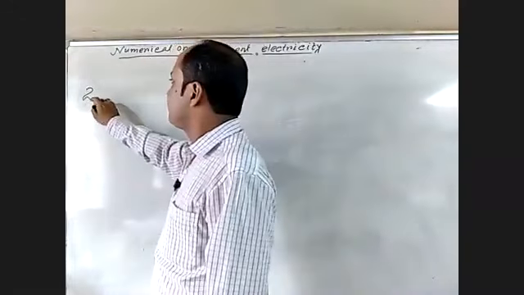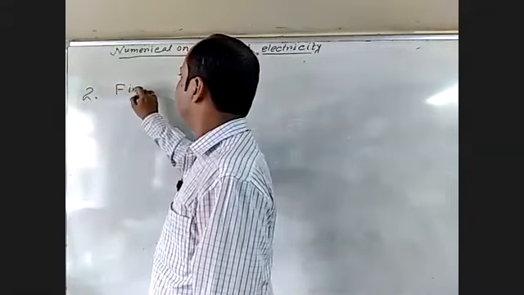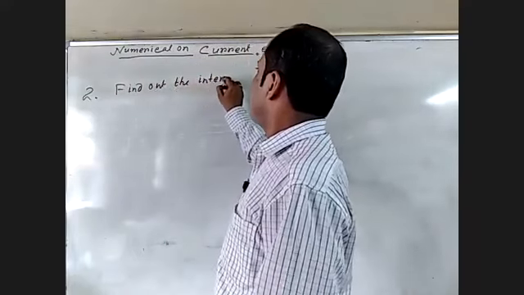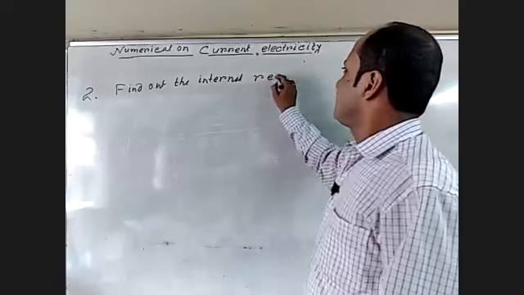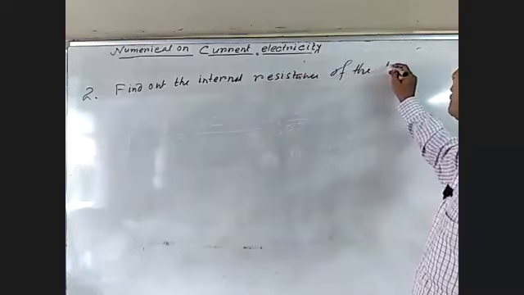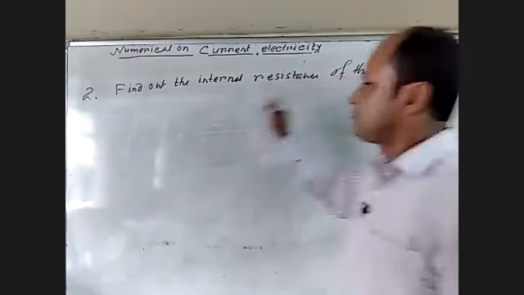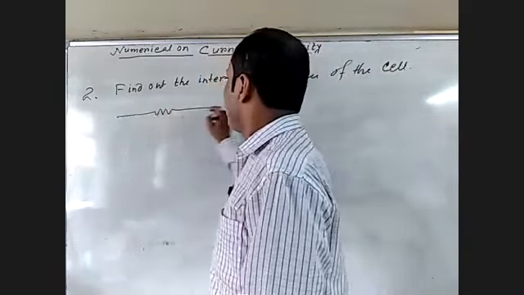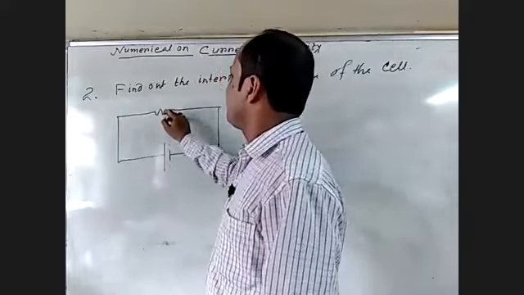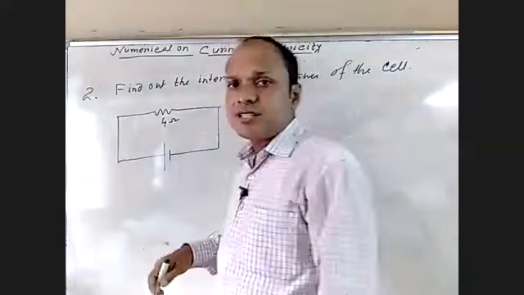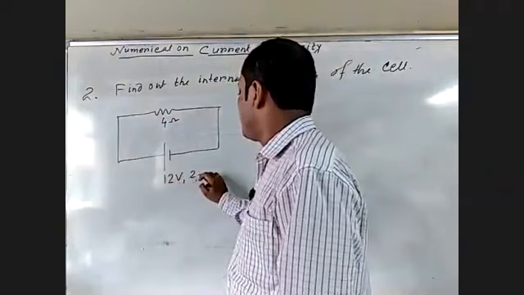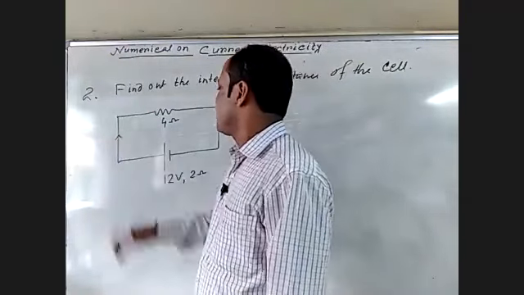Find out the internal resistance of the cell. Find out the internal resistance of the cell. This is 4 ohm resistance. This is 12 volt, 2 ohm internal resistance.